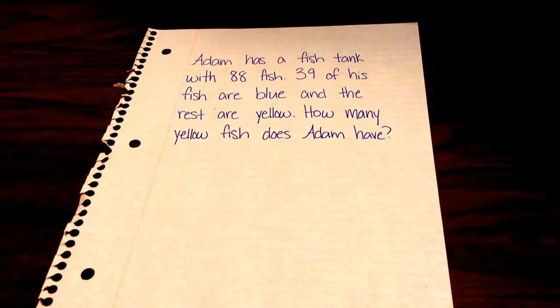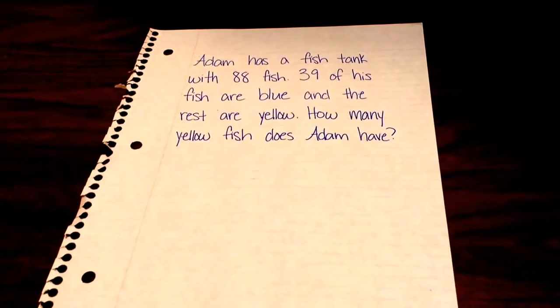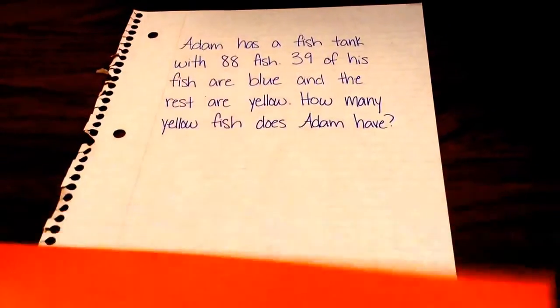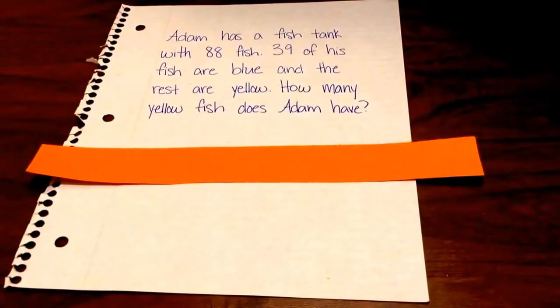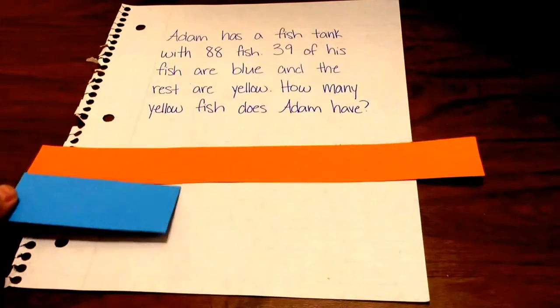So this problem is a part-whole problem, and what that means is that since it states that Adam has a total of 88 fish, which will stand for the whole, we are going to let this strip represent the whole, which is 88 fish. Then it says that he has 39 fish that are blue, and that blue is going to stand for the first part in our part-whole problem. And we're going to let this blue strip represent 39 fish.